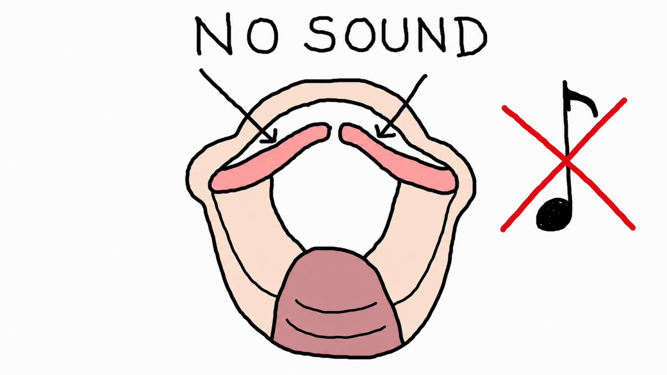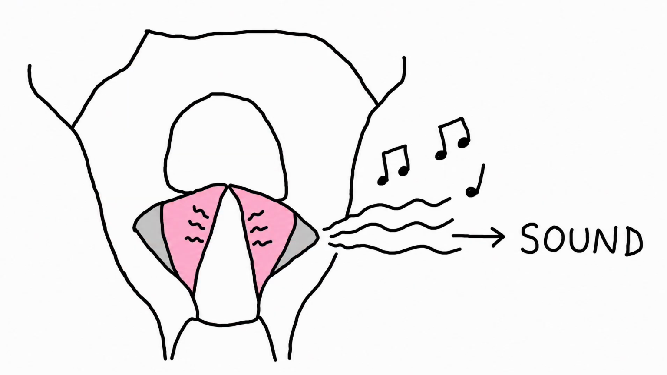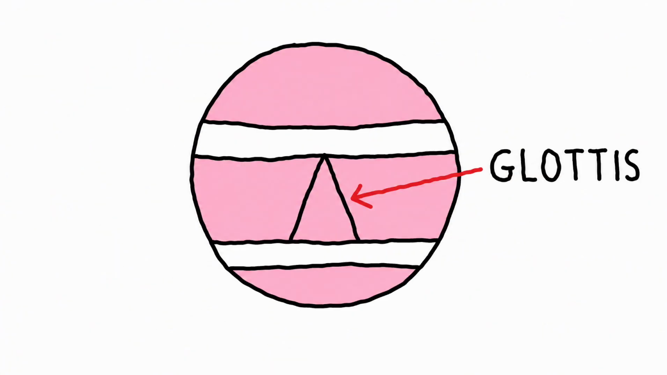And this is where no sound production is going to take place. No sound production is going to happen with your false vocal cords. Your true vocal cords right here, these are your lower folds, and these are what produces your vocal sounds. The opening between them is known as the glottis. Okay, that is the glottis, the opening between them.